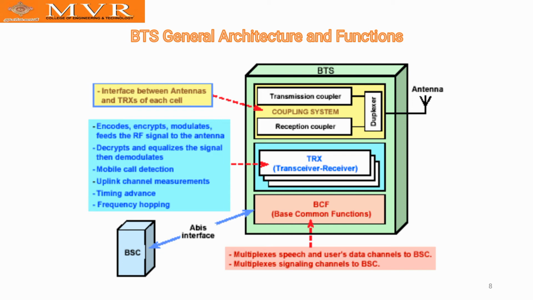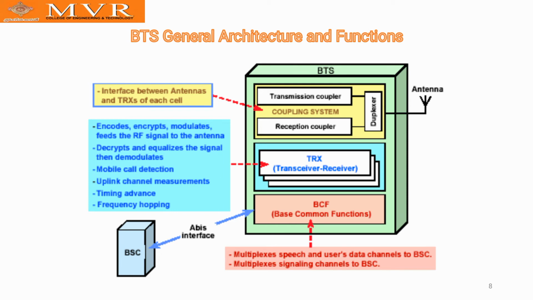In this BTS architecture, there are the transmission combining systems and reception combiner using a duplexer with the antennas. The second module is the transceiver receiver. It encodes, encrypts, modulates, and feeds the RF signals, radio frequency signals, to the antenna, and decrypts and equalizes the received signals. Then the demodulation module handles mobile call detection, uplink channels, timing advance and frequency hopping. All these are in the transceiver receiver.